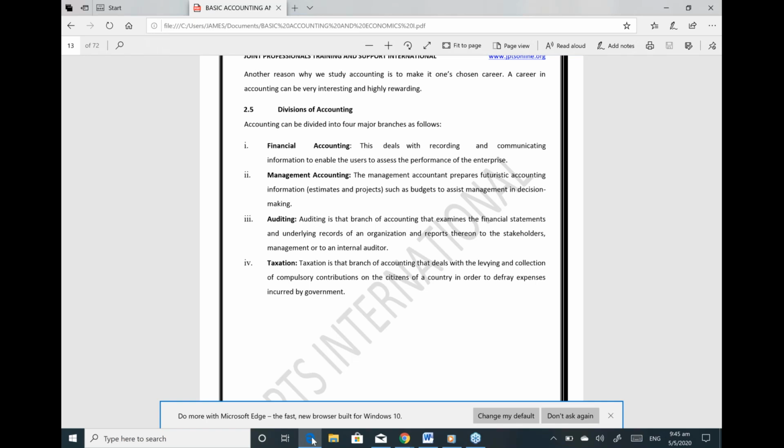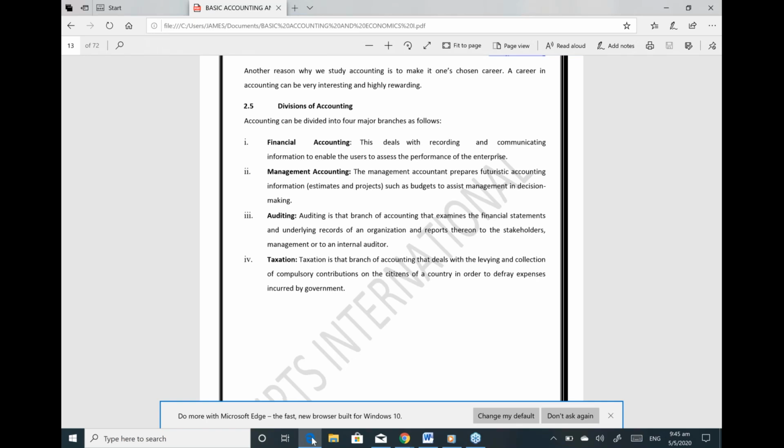Then 4, taxation. Taxation is that branch of accounting that deals with the levying and collection of compulsory contribution on the citizens of a country in order to defray expenses incurred by government. Now, what we are saying is that taxation applies to everybody who is up to the age of 18. Once you are doing a job, you have to pay your tax, because it helps the government. Every company also pays its tax. That's why you see profit after tax. That's after you have been taxed, then you go to profit after tax.